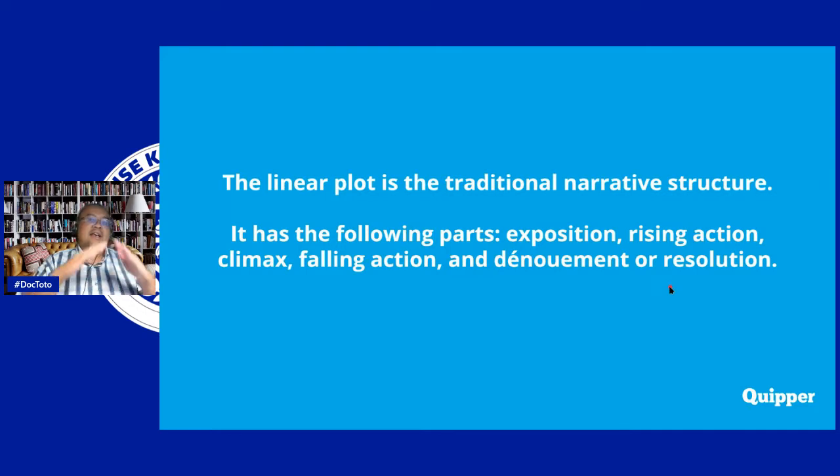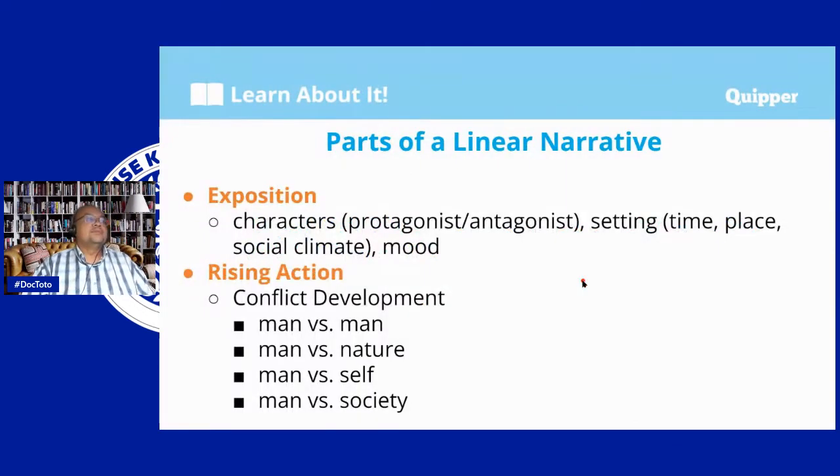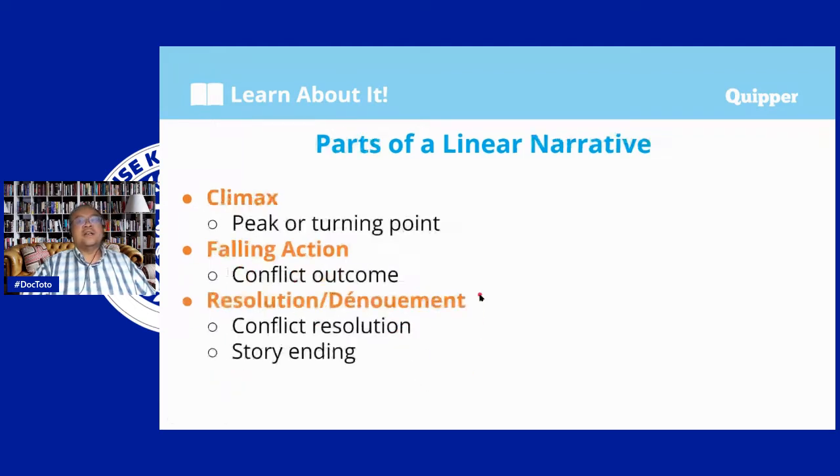So it is like a triangle going up and going down. So the parts of a linear narrative: you have exposition, characters, protagonist, antagonist, setting, time, social climate, mood. Then you have rising action, you have the conflict development: man versus man, man versus nature, man versus self, and man versus society, which was discussed in an earlier lecture.